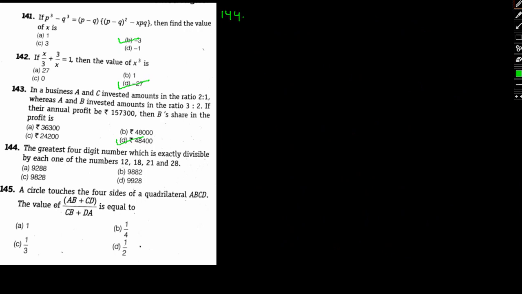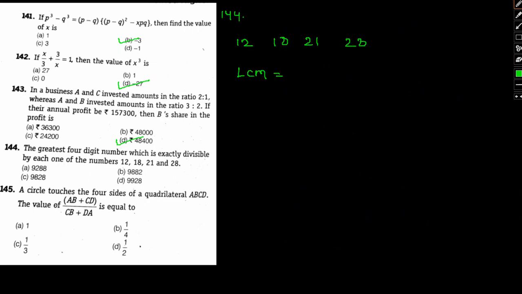Okay, so the greatest 4-digit number which is exactly divisible by each one of the numbers 12, 18, 21 and 28 is what we need. So we need a 4-digit number such that it is divisible by 12, 18, 21 and 28. So let's find the LCM of the same.